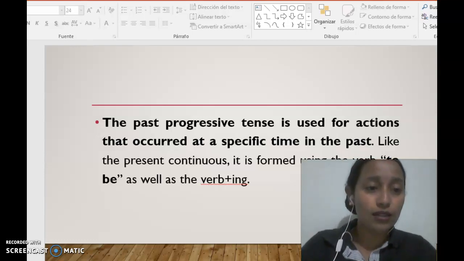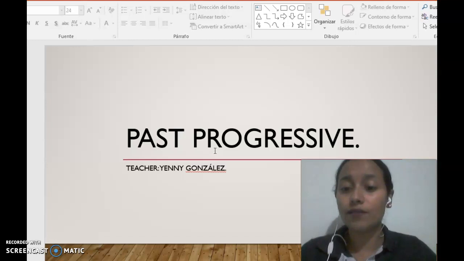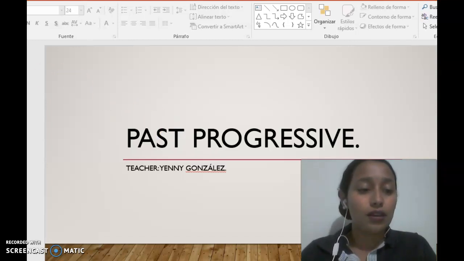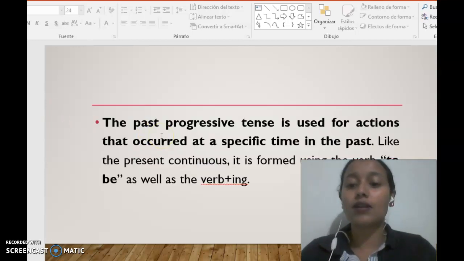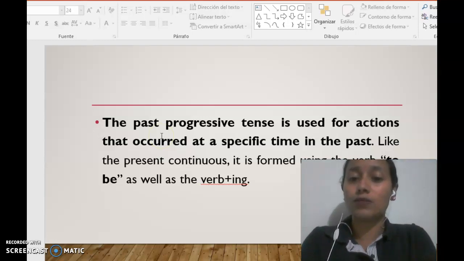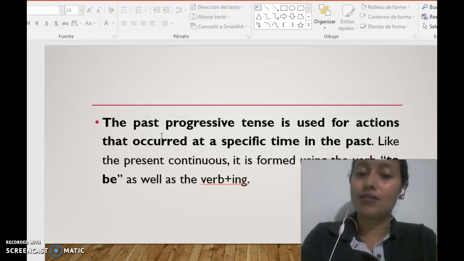So, as I mentioned before, we are going to talk about the past progressive or the past continuous. It is the same. First of all, what is the past progressive? The past progressive tense is used for actions that occurred at a specific time in the past. Like the present continuous, it is formed using the verb to be as well as the verb plus ing. So, this is a past tense.